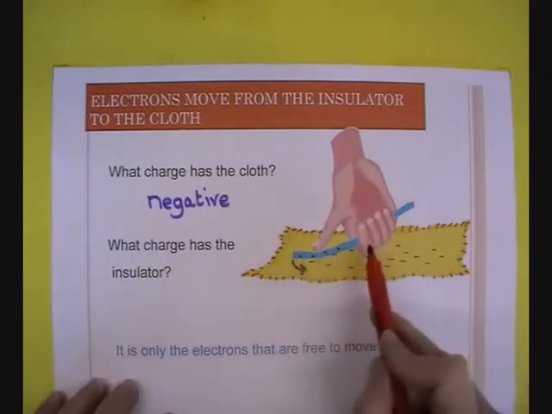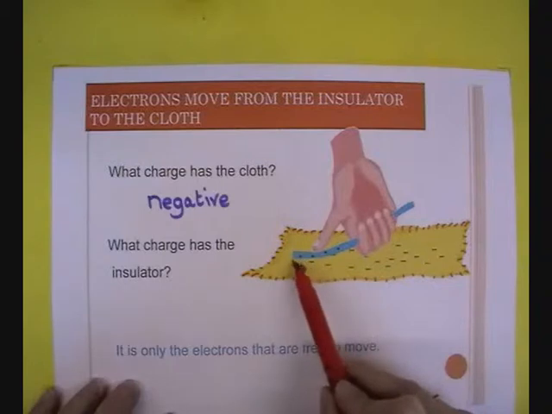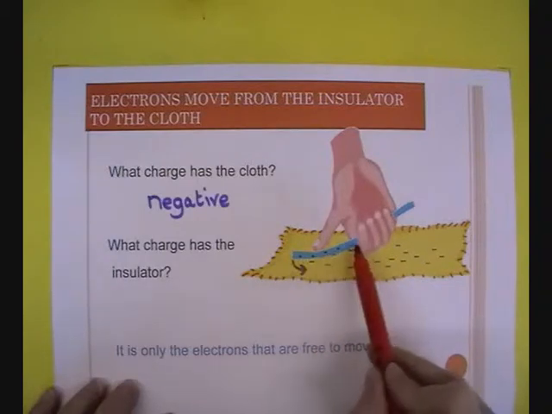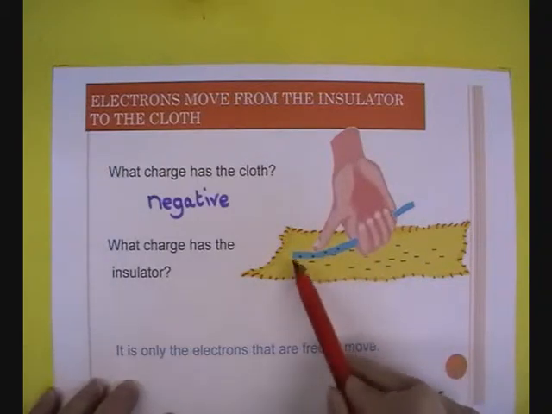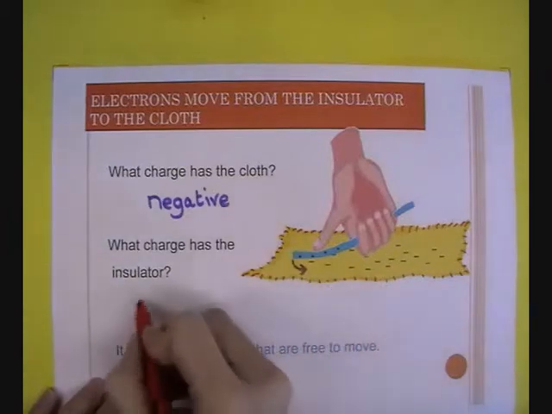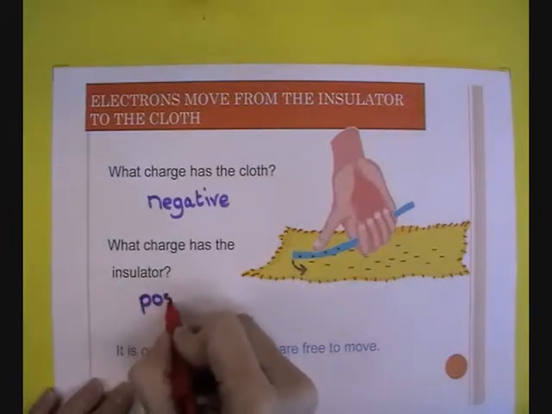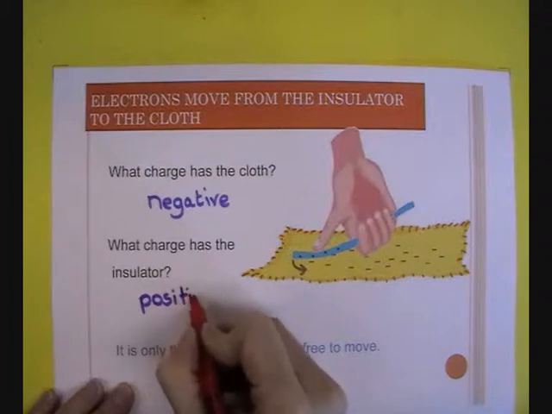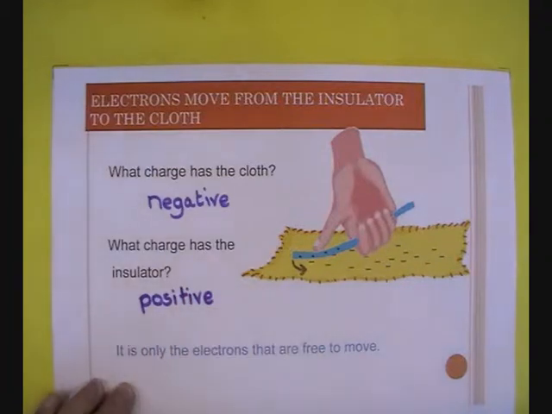The insulator, however, had equal numbers of positive and negative charges, but some of the negative charges have now moved onto the cloth. So overall it has more positive left than negative, and it is positively charged.